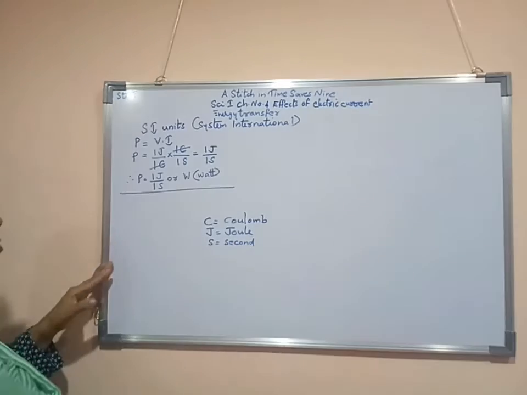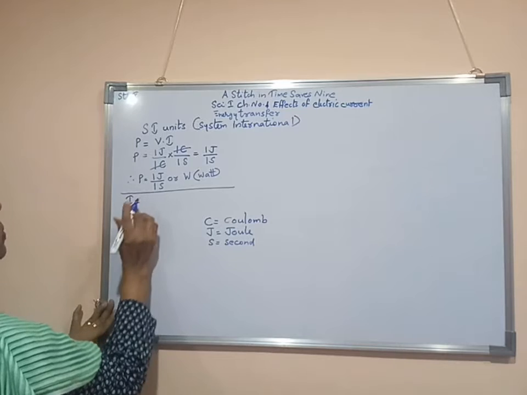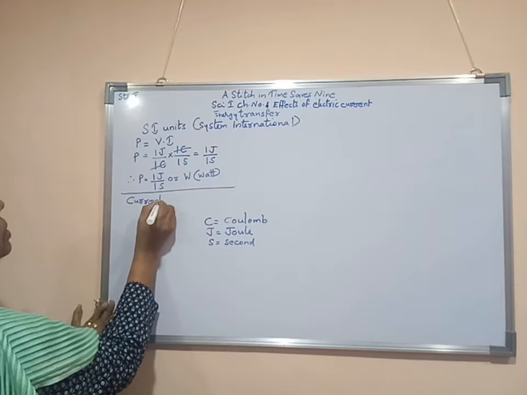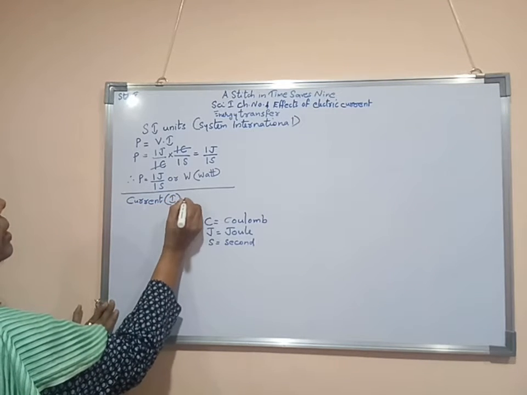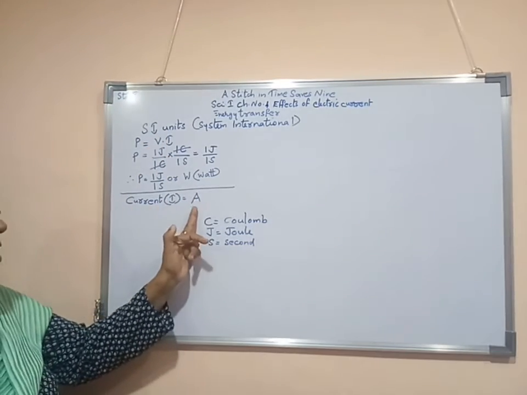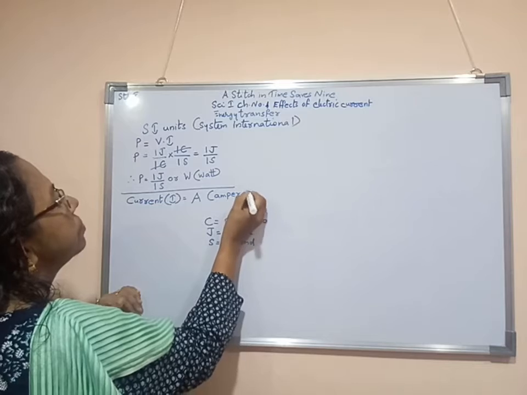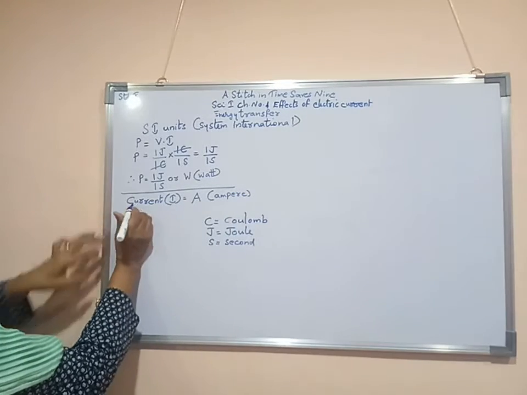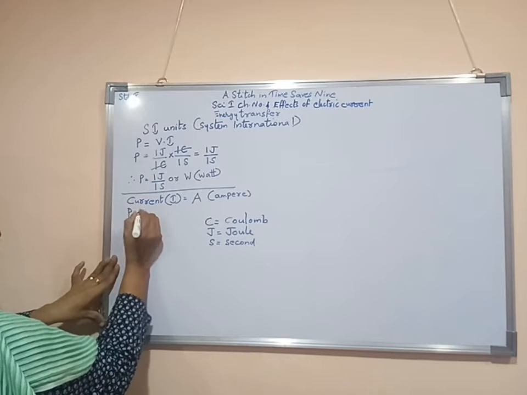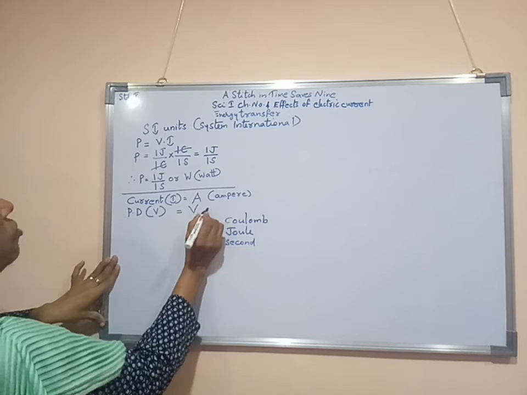Now we have to write other units. I means current. I am writing here current. Its symbol is capital I. Its unit is capital A. The SI unit of current is ampere, A-M-P-E-R-E. Now the second one, potential difference. PD means potential difference. Its symbol is V, and its unit is also V. V means a volt.